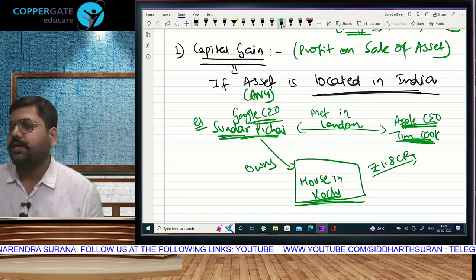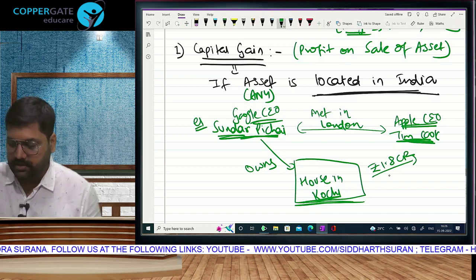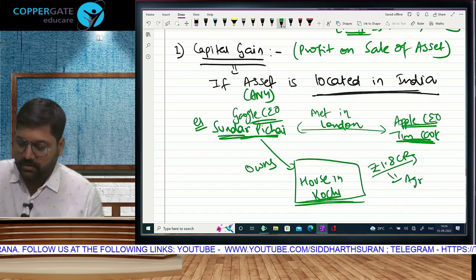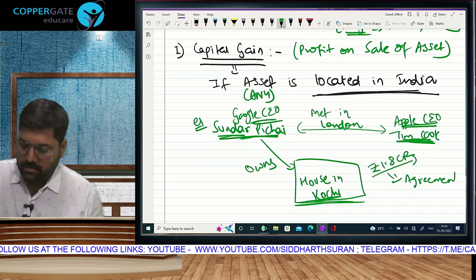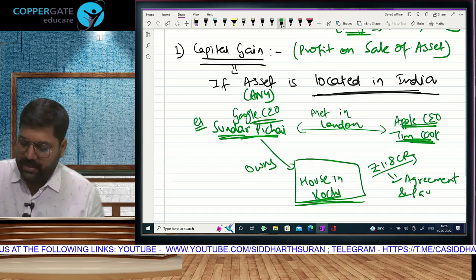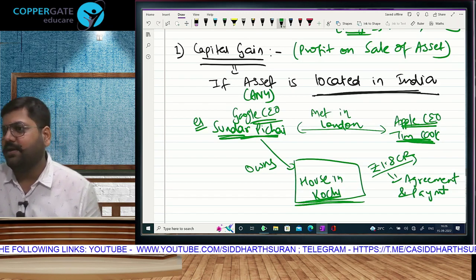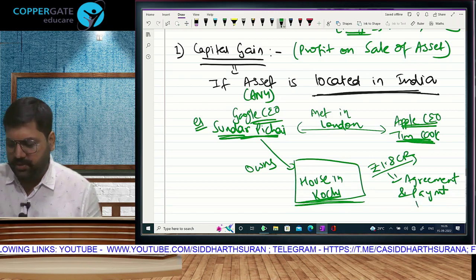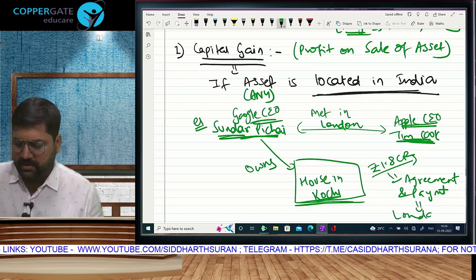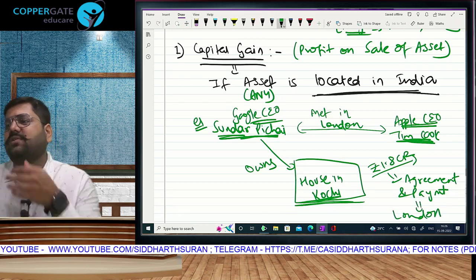After all, they decided to execute the sale transaction. They made an agreement as well as payment there itself. They are very fast, no, they are ultimately heads of the world's biggest companies. उधर ही कर दिया लंदन के अंदर, and they execute this transaction.